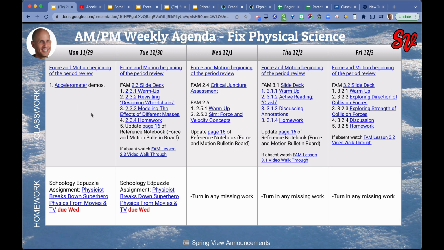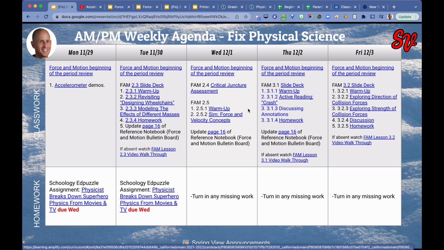All right, then we did the force and motion slide deck lesson 2.3. I have in-depth walkthrough videos on how to do it, especially if you're absent. 2.4 was the critical juncture assessment, where students had 12 multiple choice questions and 2 written responses, so students could see where they're at, kind of the midpoint of the unit, to give them a sense of how deep their understanding of the key concepts is. Then afterwards we did lesson 2.5, warm-up and sim on force and velocity concepts, where students had an opportunity to practice some of those key concepts.